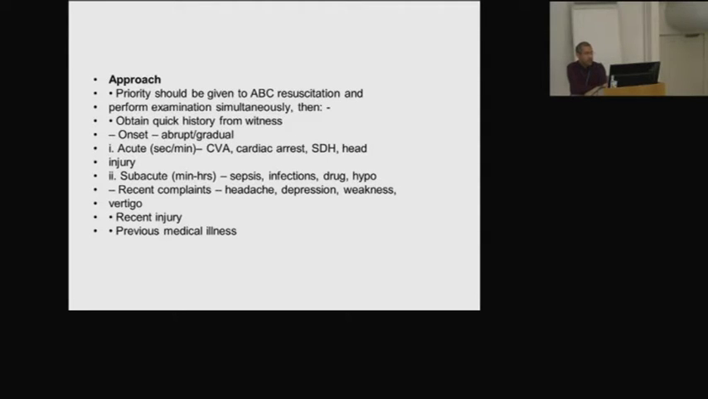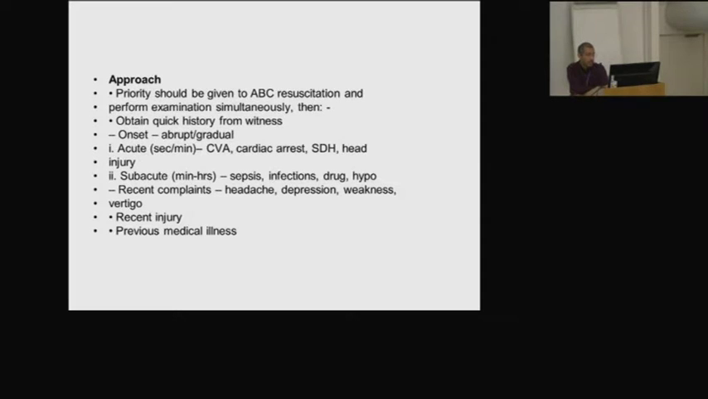So how do you approach these patients? So obviously the same approach as with any patient. ABC is the most important thing. Once you've assessed those, once those things have been stable and managed, then there are various things you look at as well. Try and obtain a history if possible, if there's an eyewitness or someone who knows the patient. Was the onset of the coma an acute onset or has it been a gradual onset?